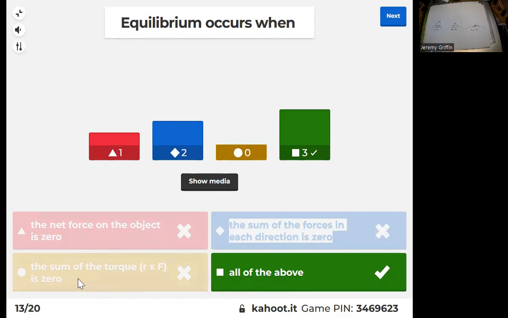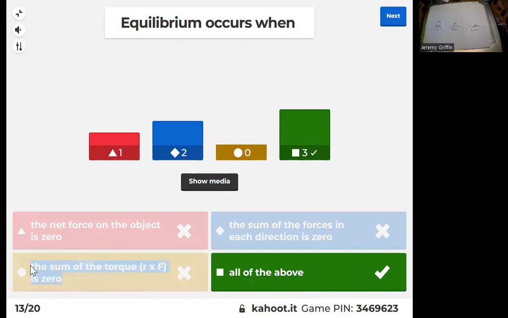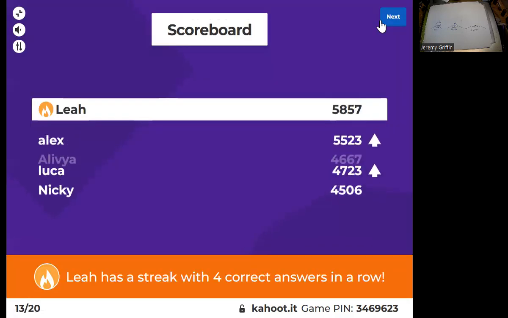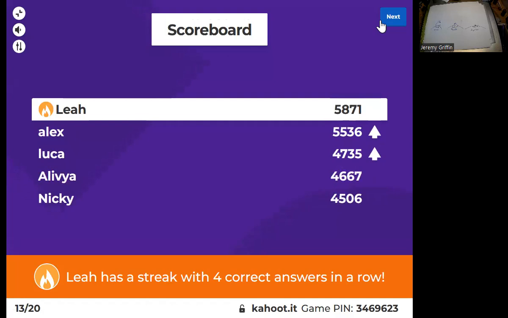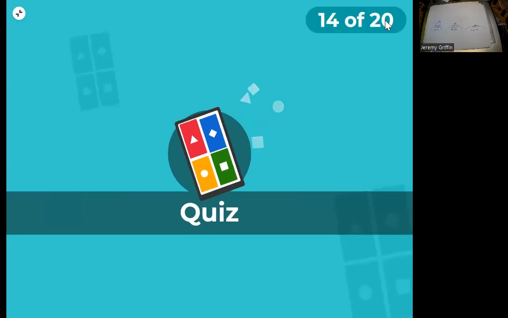Now this yellow condition we'll actually get to later in the year, when you get to rotational stuff. That's also true. Yeah, all the statements are true for equilibrium. And right now you mostly care about the red and blue statements.